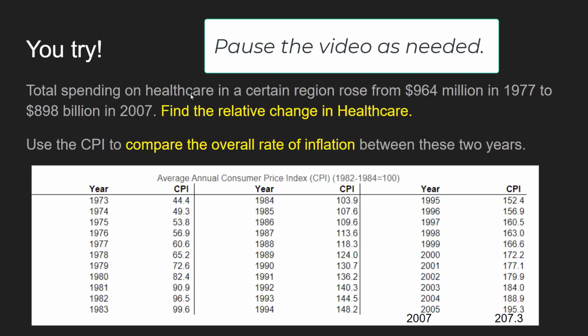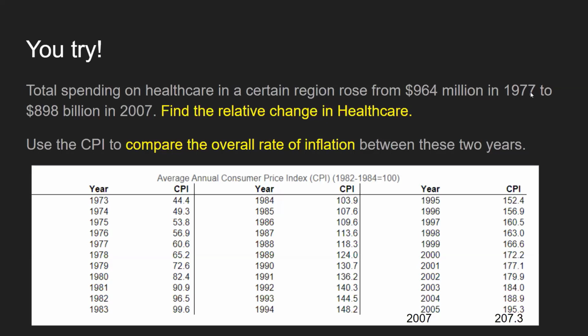The total spending on healthcare in a certain region rose from 964 million in 1970 to 898 billion in 2007. I need you to recognize that one of those values is in millions, one is in billions. If you don't catch that, you're going to miss the problem. But once we have those numbers, the assignment here is to find the relative change in healthcare. That's the new minus old over old. So I'm going to give you a minute to try that on your own.